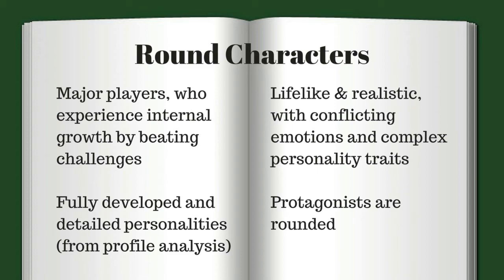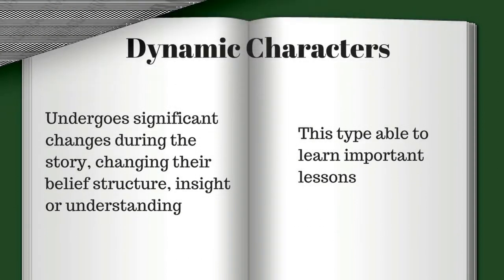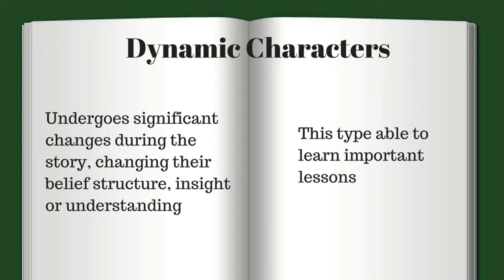Protagonists are rounded characters. A dynamic character is one that undergoes significant changes during the story, changing their belief structure, insights, or their understanding. Things change internally. A protagonist is a dynamic character. They can learn important lessons and change their outlook on life completely.